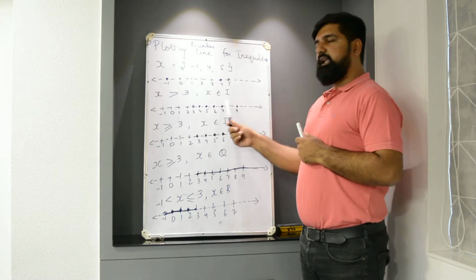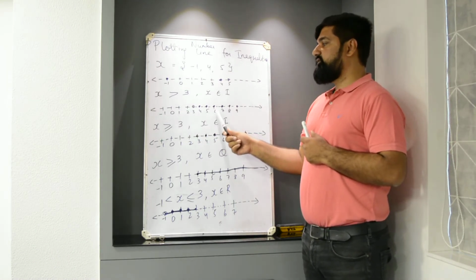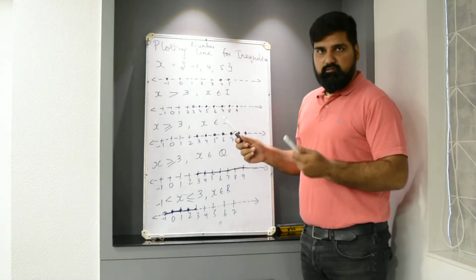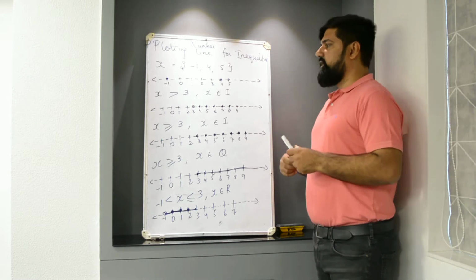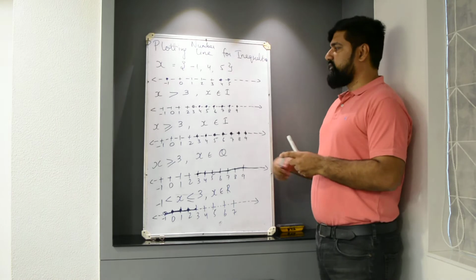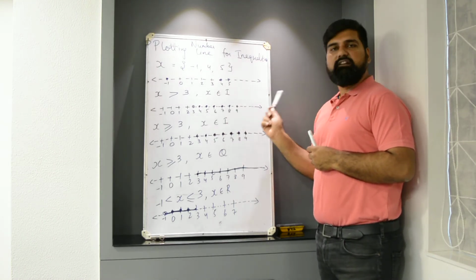We will plot a number line. We'll simply write minus 1, 0, 1, 2, 3, 4, 5, 6, 7, 8. We plot the number line in a dotted form. Why? I'll explain that in a couple of minutes. So the solution set for this will be 4, 5, 6, 7, 8. We'll circle the points 4, 5, 6, 7, 8, 9 and so on.